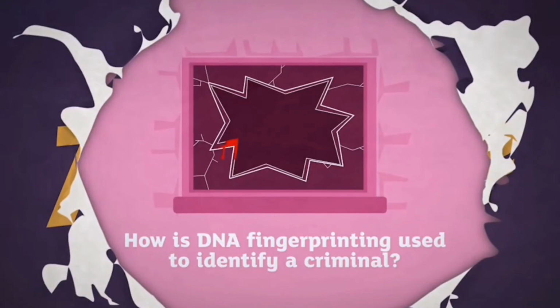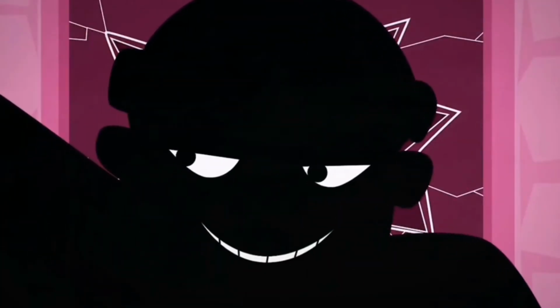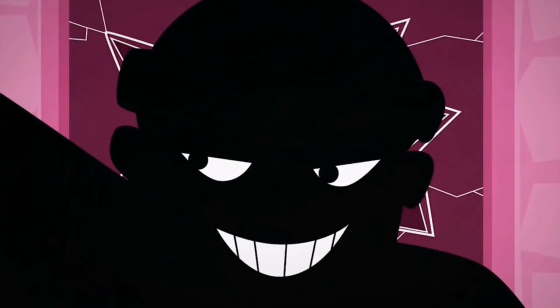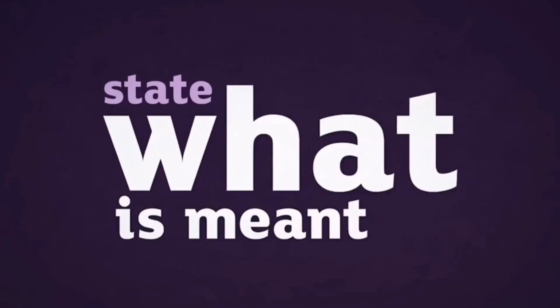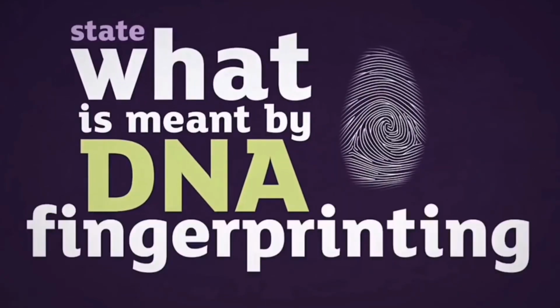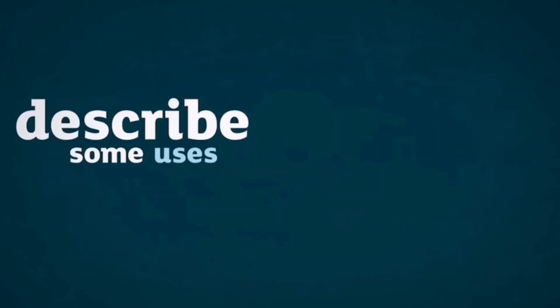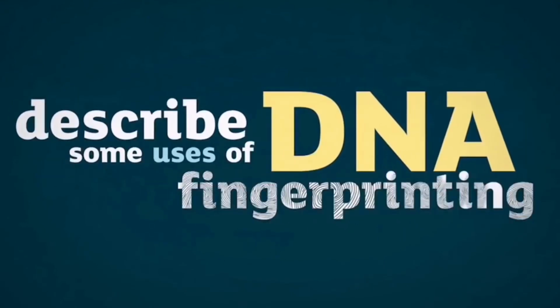My house was broken into last week. The police can identify the culprit from blood found at the scene. How can they do that? To understand this, we need to state what is meant by DNA fingerprinting and describe some uses of DNA fingerprinting.